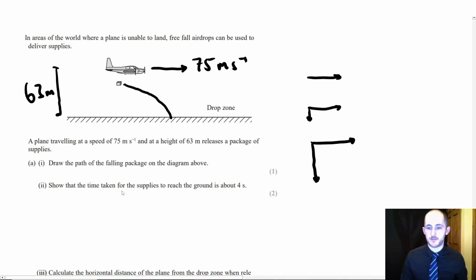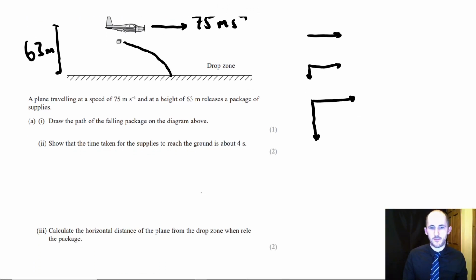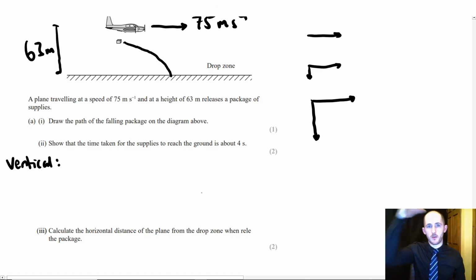And we need to show that the time taken for the supplies to reach the ground is about 4 seconds. So again, if we look at this vertically, why? Because this is just a dropping question, right? This is the same as if I've just dropped something.